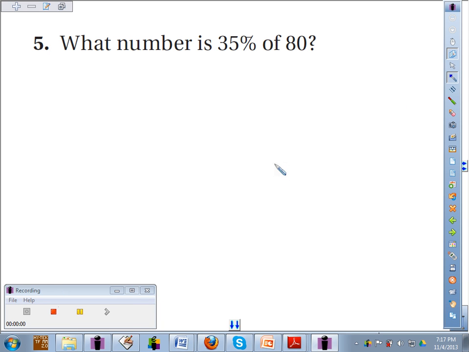Learning target 371 asks us to find a percent of a number. So a couple different ways we can do it: proportion method, equation method. So I'll show two different methods. This one I'll use the proportion method.